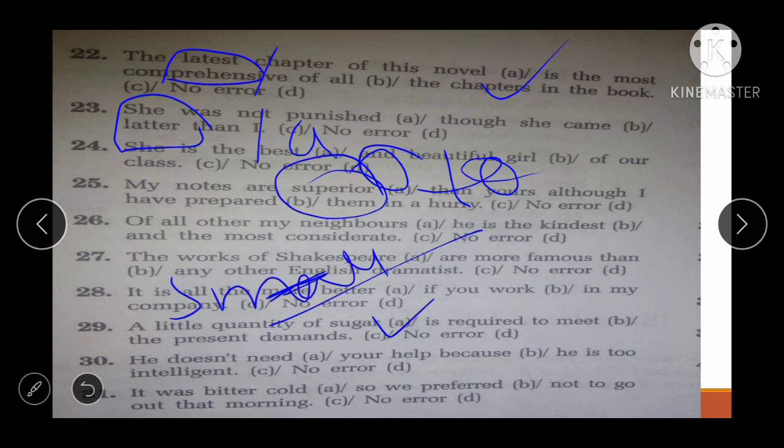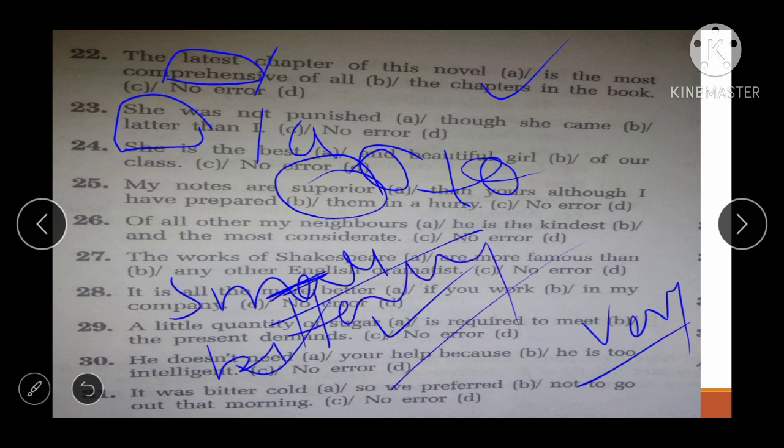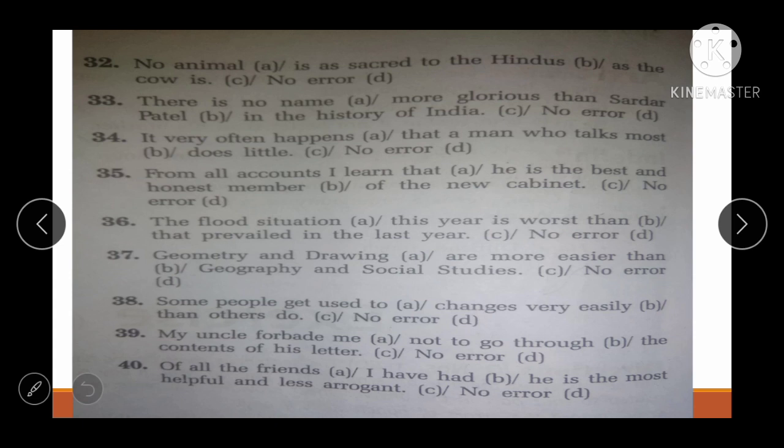Next one is: He doesn't need your help because he is too intelligent. See friend, here the error would be: he doesn't need your help because he is very intelligent. Right. He is very intelligent. So in C part. Next one is: It was bitter cold, so we preferred not to go out that morning. No error. See friend, it would be: it was bitterly cold. Right. Bitterly cold. All right. So here are some more questions for you.